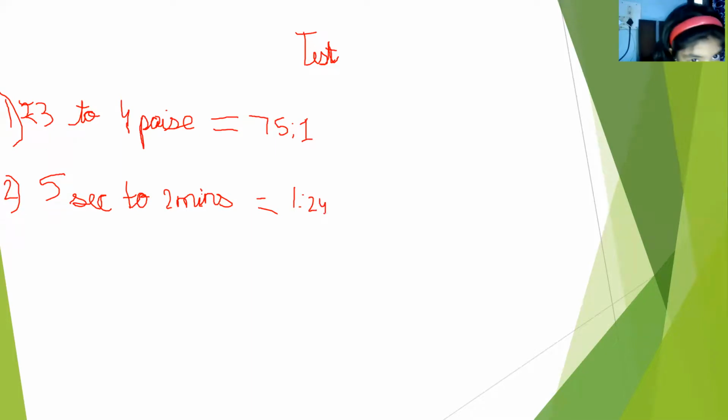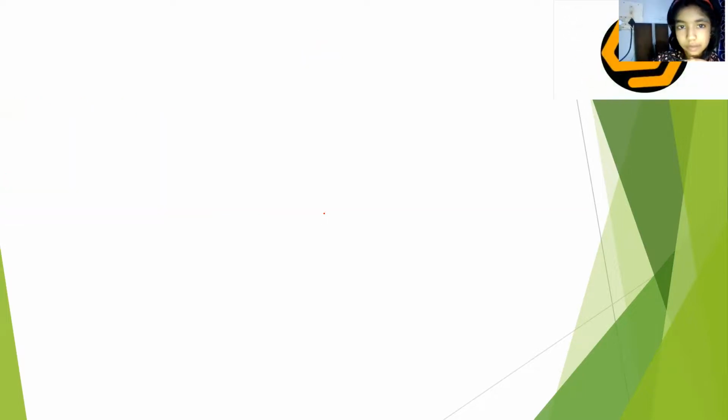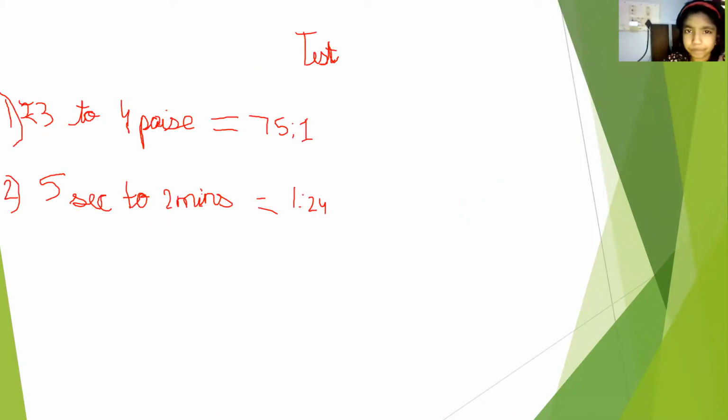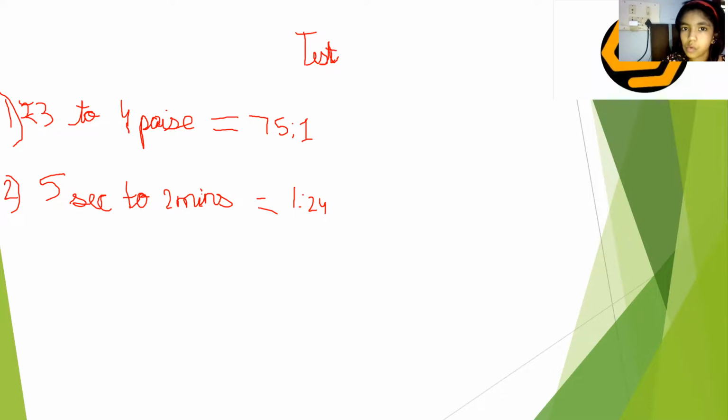Okay. So first we'll do 3 rupees raised to 4. I mean 3 rupees to 4 paise. So over here, what will we do? 3 rupees to 4 paise. Always we should convert the bigger unit to the smaller unit. So which one is the bigger unit over here? Rupees.